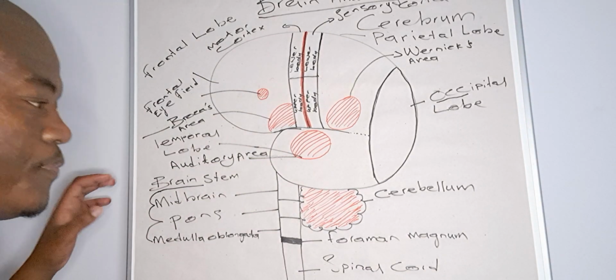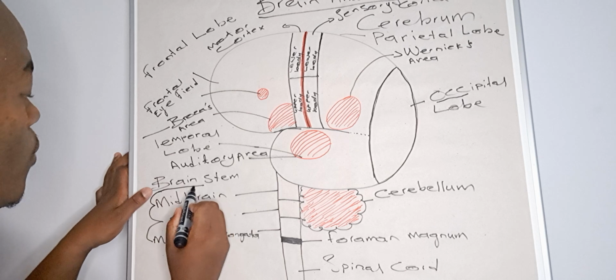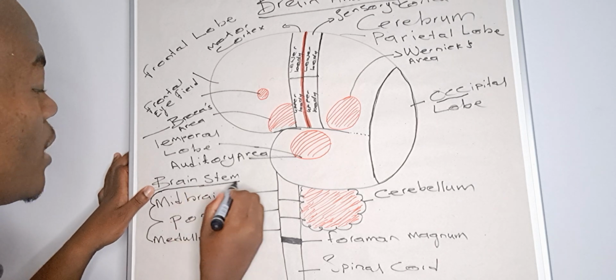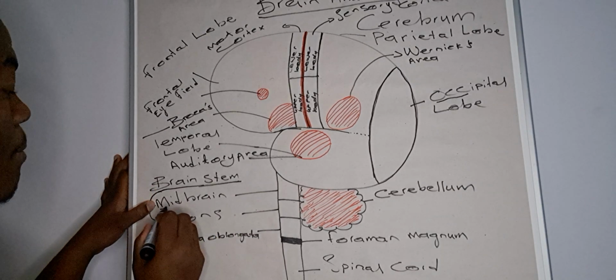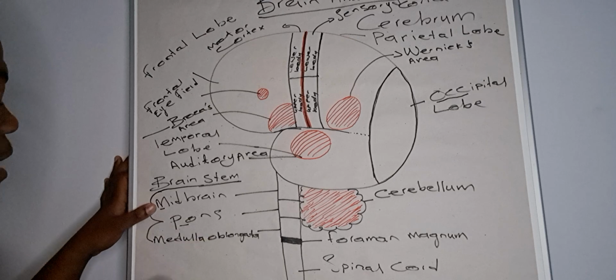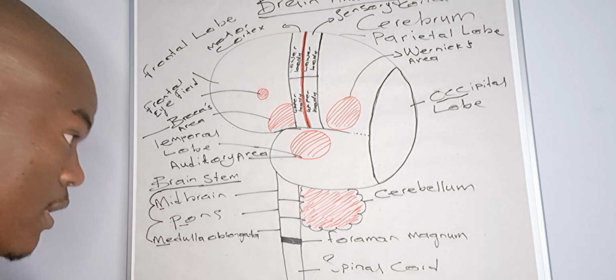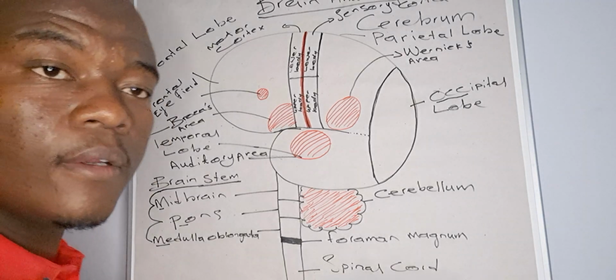Now we go down. Here we have our midbrain. We have our brainstem. The first thing that we come across in our brainstem will be our midbrain. After our midbrain, we have our pons. After our pons, we have our medulla oblongata. Let me just put a little dot to ensure that.